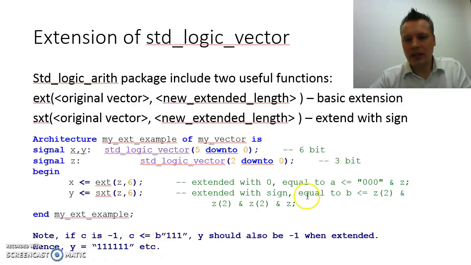So instead of appending zeros, it appends zeros if it's a positive value, or appends ones if it's a negative value, right? So we preserve the sign. That's actually what is right here. You can do the Boolean math if you want to prove it out.